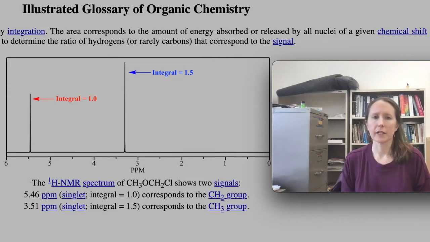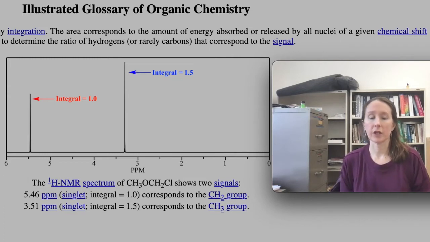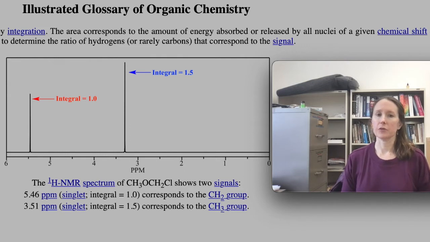Here's a proton NMR spectrum of the molecule CH3OCH2Cl. It shows 2 signals, and I want you to determine which hydrogens correspond to which signal. So does the signal at 5.46 correspond to the 3 hydrogens of the CH3 group or the 2 hydrogens of the CH2 group? Then notice the integral values of 1 and 1.5. What do those numbers mean, and are those absolute or relative values? And explain your thoughts in the chat.